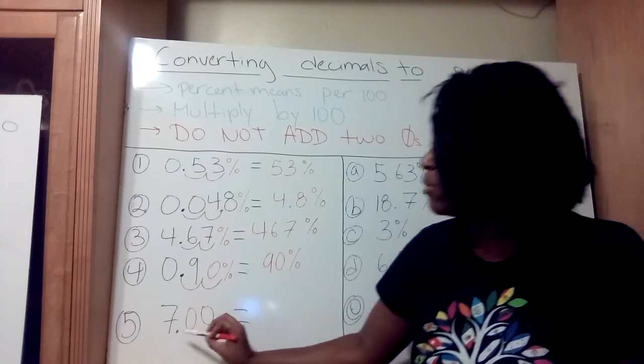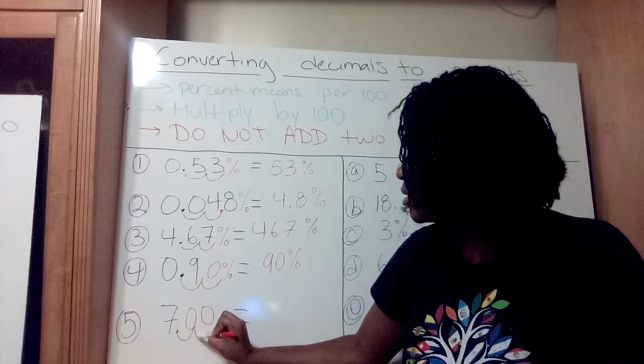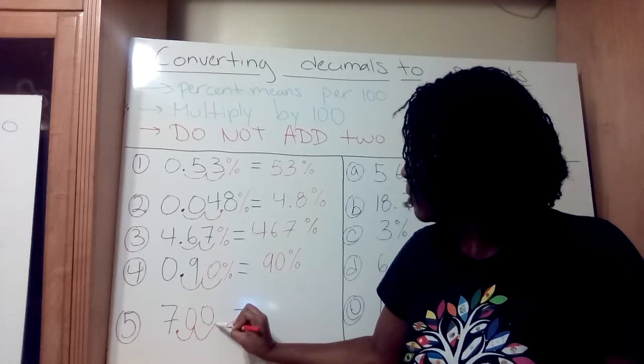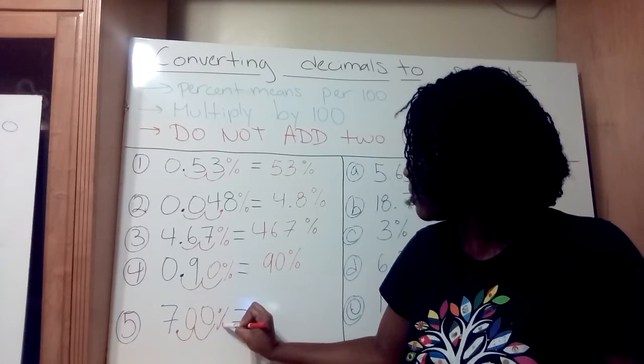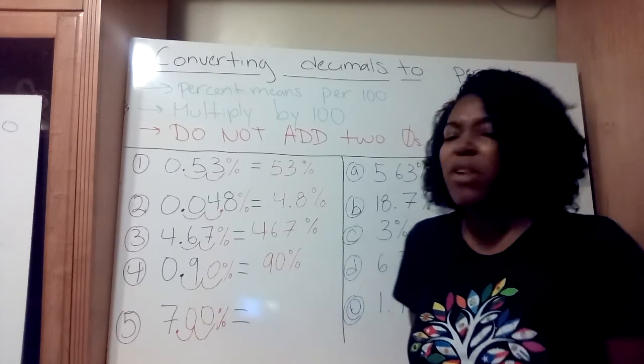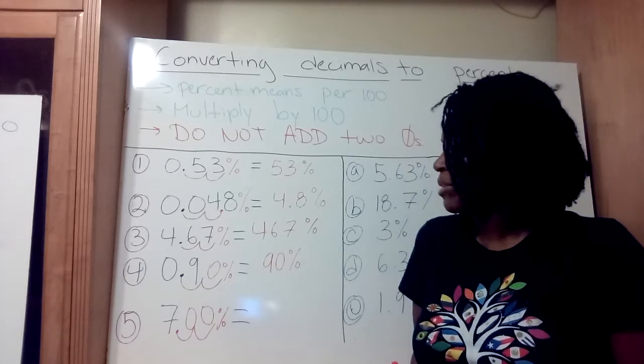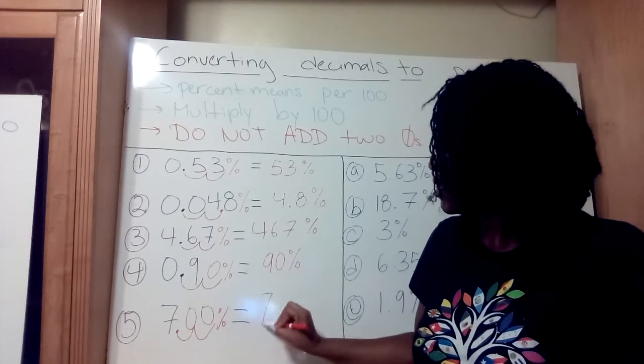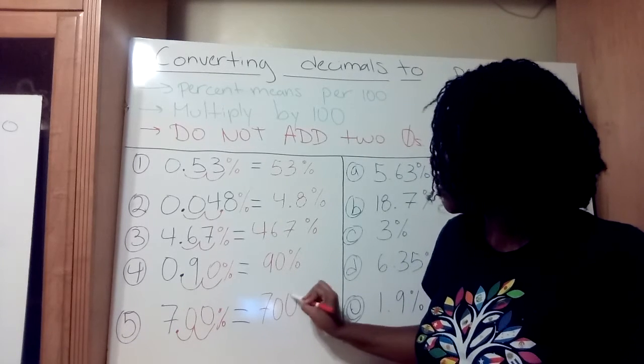Now when I go to move 2 place values, move 2 spaces, add my percent sign. There's no number after the decimal point, so I don't need it. And this becomes 700%.